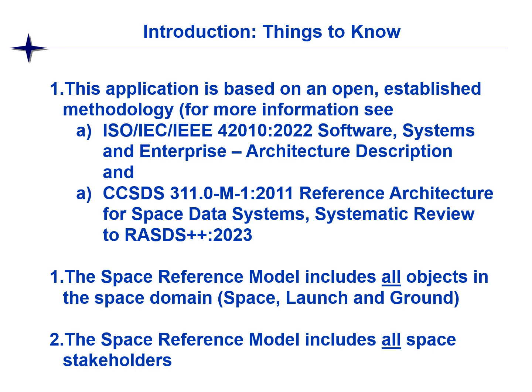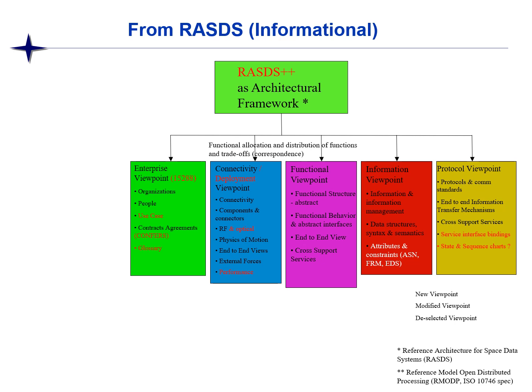This is based on a product, the Reference Architecture for Space Data System. It was first published in 2008. Space reference model includes all space objects in the space domain, spacecraft, launch vehicles, ground segment, all of those things. And the space reference model includes all space stakeholders. The original Reference Architecture for Space Data Systems, RASDAS, was an informational document from the Consultative Committee for Space Data Systems. And that community is working primarily in the area of space data and information transfer.